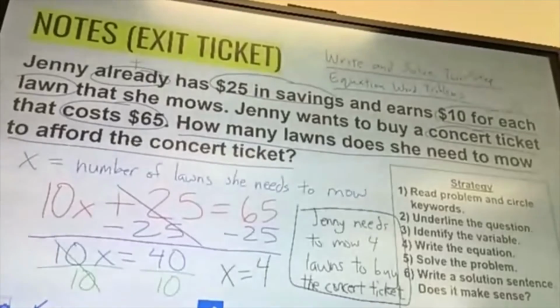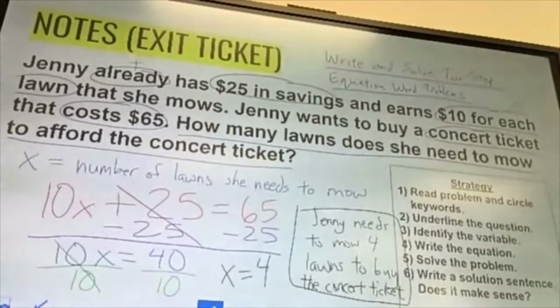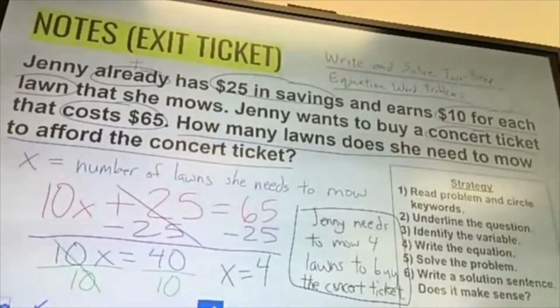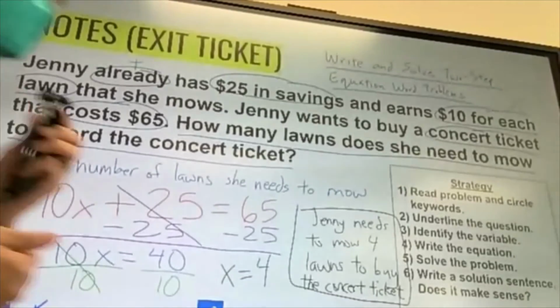Okay, does that answer make sense? If she gets $10 for every lawn and she mows 4 lawns, that gives us $40. And then she already has $25, so that's 65. Yeah, that makes sense. Okay. So whenever you get your answer, just ask yourself, does it make sense? Look at all the pieces together. Because sometimes if you get a weird calculation, you wonder, hey, how does that even fit with the problem?